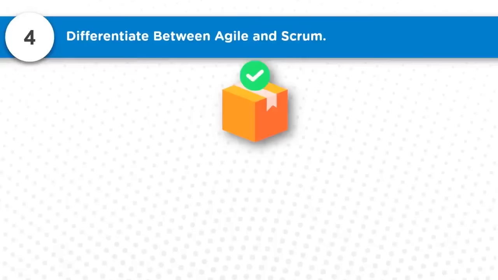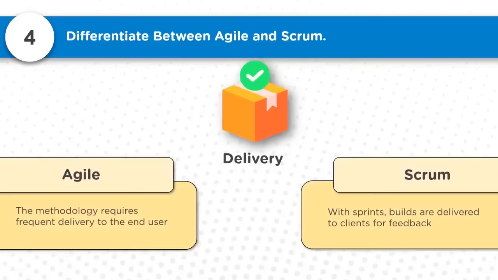From the delivery perspective, the Manifesto provides necessary guidelines on frequent delivery of product or software. So Scrum, with time-boxed iterations called sprints, builds and delivers to the users regularly and upholds agile principles. That is very important. So delivery here is as per the user's requirement, as per the customer requirements, because when we want to become agile, the customer has to be involved very closely and the stakeholder has to collaborate. Without that, you cannot become agile.